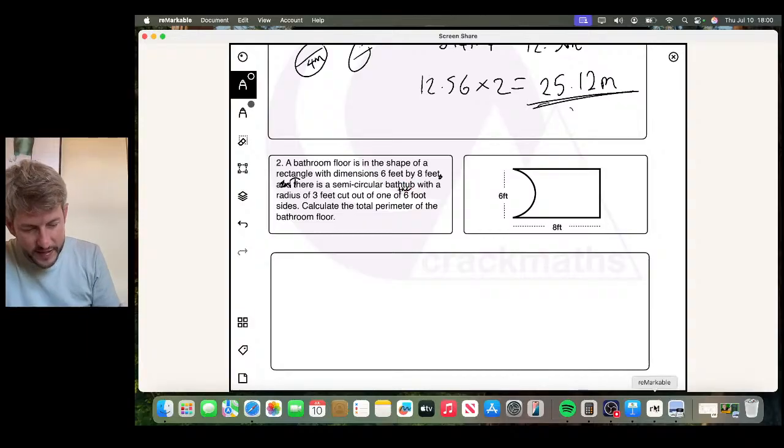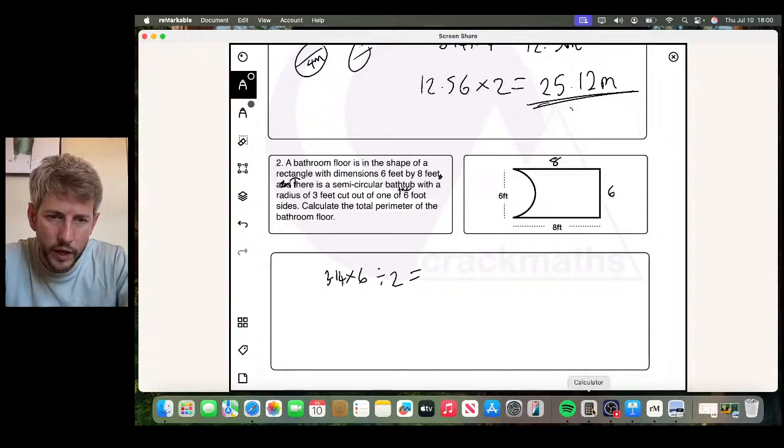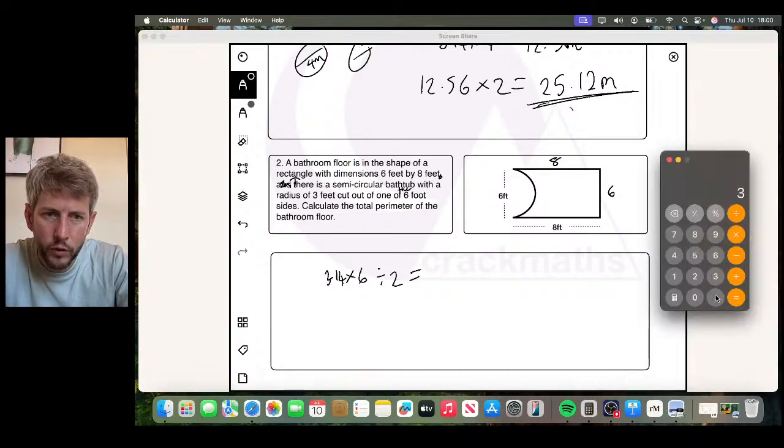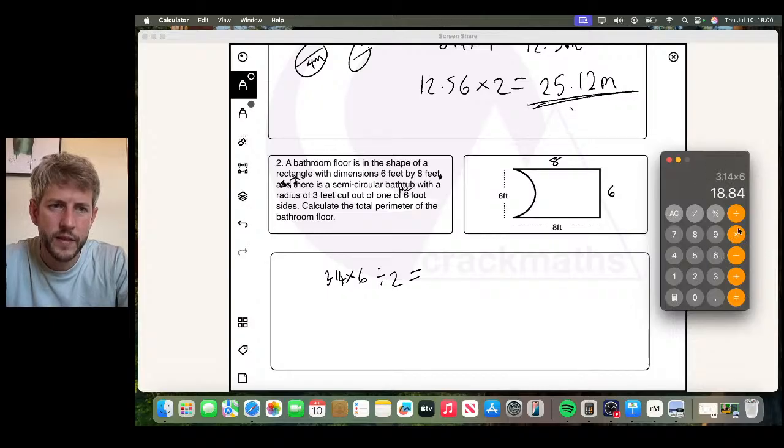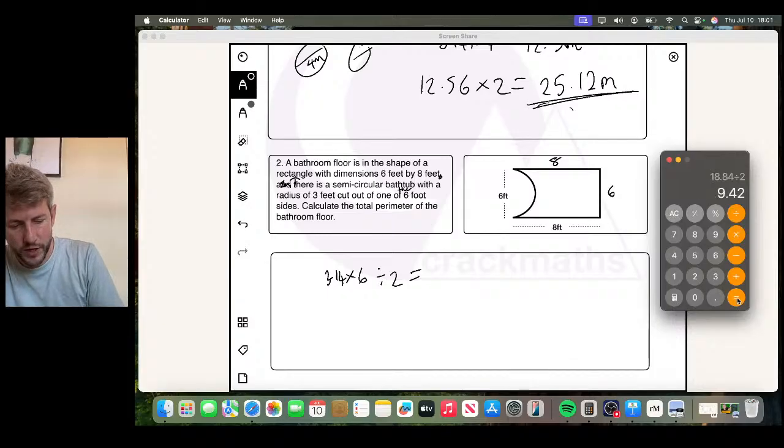Okay, so let's work this out. So this is 8, that's 6. And we've got to work out this. So it's a semicircle. So the circumference of a semicircle again is 3.14 times the diameter, and then divide that by 2. Okay, and we can do this all in one go. So 3.14 times 6 equals this, and then divide that by 2 is 9.42. So this bit here will be 9.42.